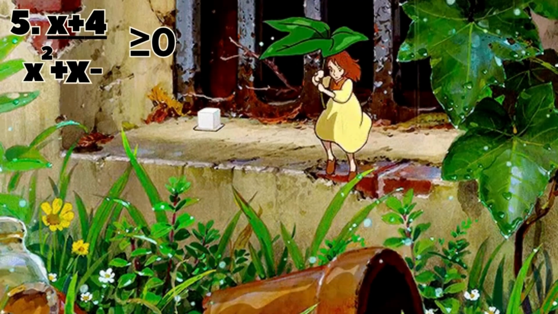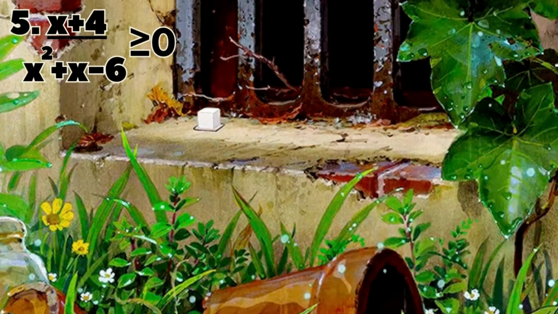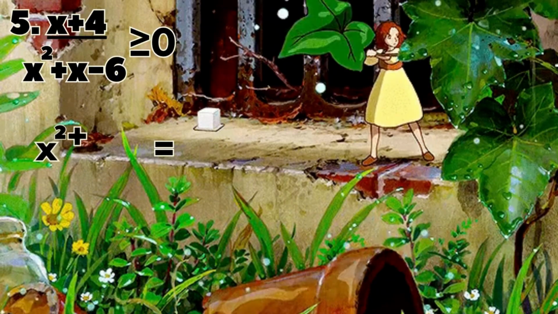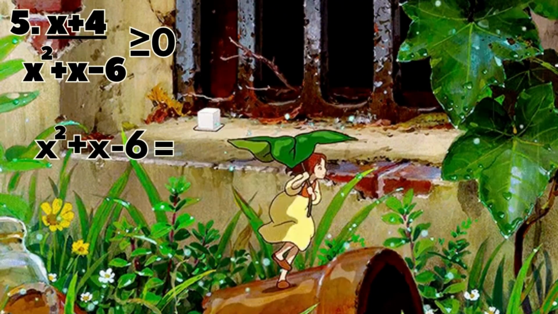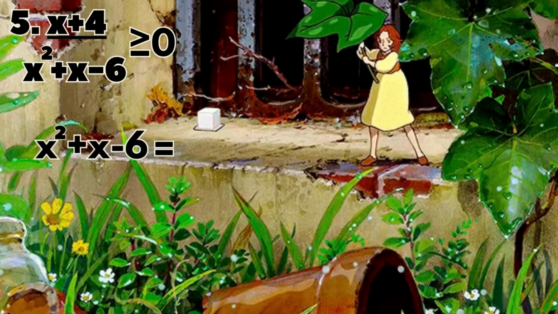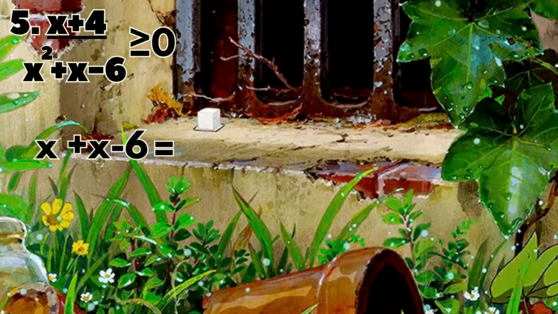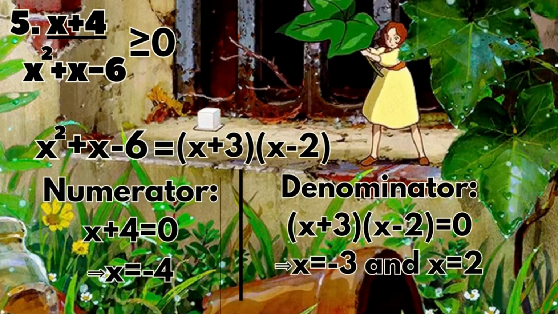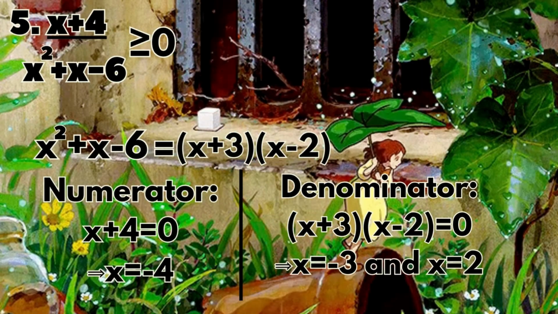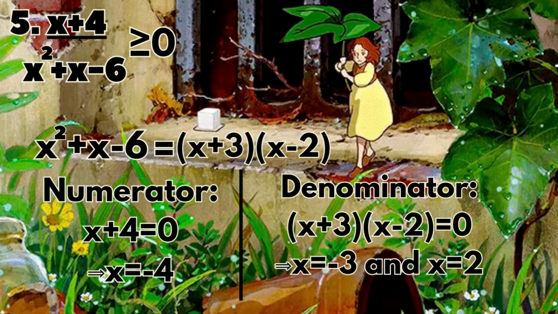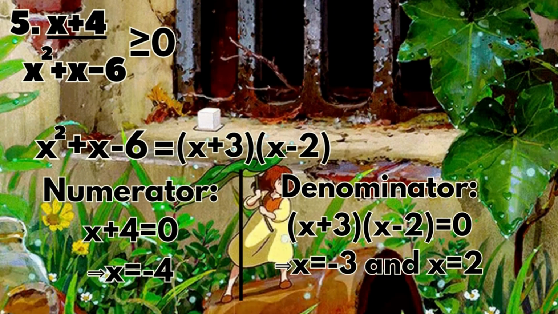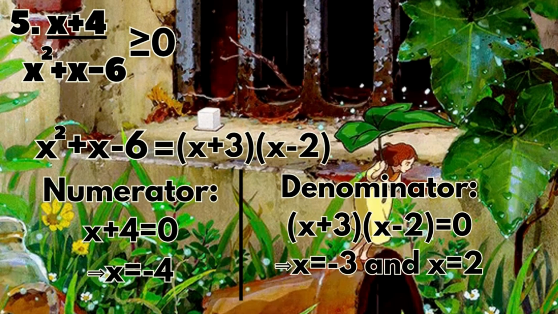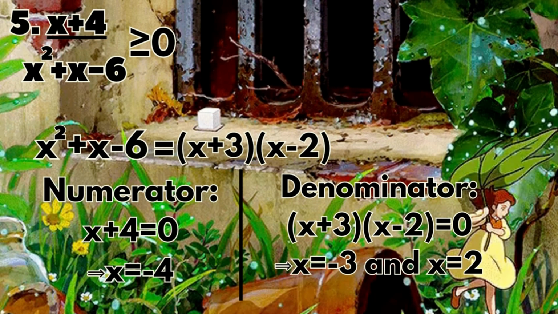Our last example is x plus 4 over x squared plus x minus 6 is greater than or equal to 0. To find the critical point of the denominator x squared plus x minus 6, we should factor it into x plus 3 and x minus 2. Now, for the critical point of the numerator, x plus 4 equals 0 is going to be x equals negative 4. And for the denominator, x plus 3 and x minus 2 equals 0 is going to be x equals negative 3 and x equals positive 2.